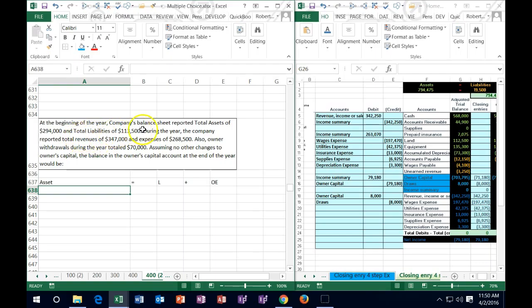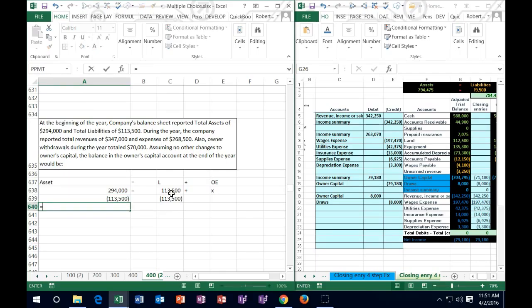Now they gave us the assets here. So we're going to say the assets are 294,000 equals the liabilities, which they gave us as 113.5, plus the equity, that's the unknown, that's X. So first we've got to get that beginning number X. Therefore, we've got to get rid of this 113.5 on both sides. I'm going to subtract 113.5 from both sides.